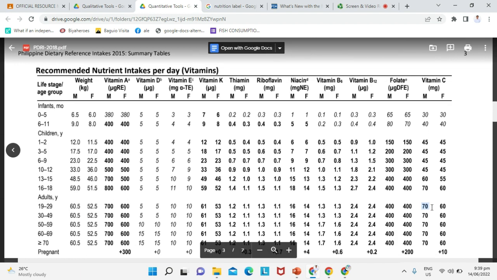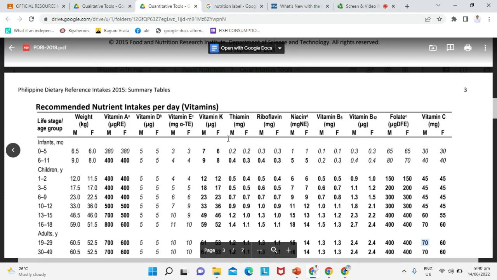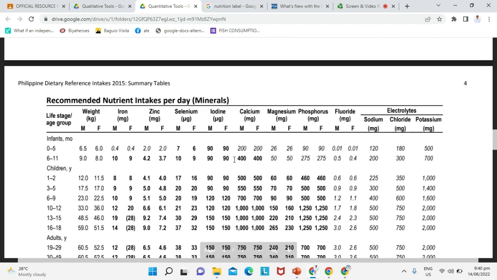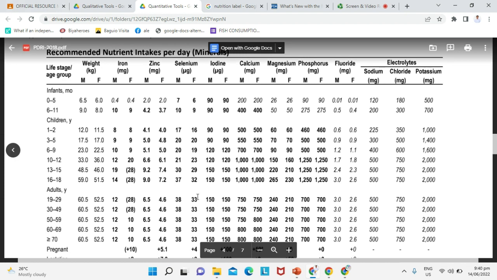Ngano man na because generally males have higher muscle mass compared to females and mas dako pud iyang energy requirements, so therefore mas dako pud siya needs for micronutrients, for most of micronutrients. But unsa nga micronutrient nga mas dako ang need sa babae compared sa lalaki? One example is iron. Okay?